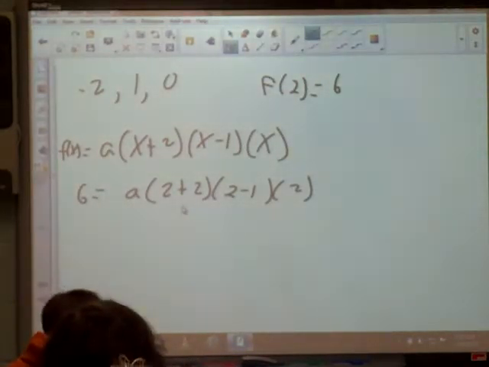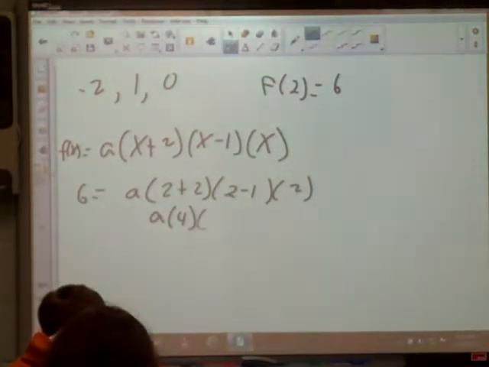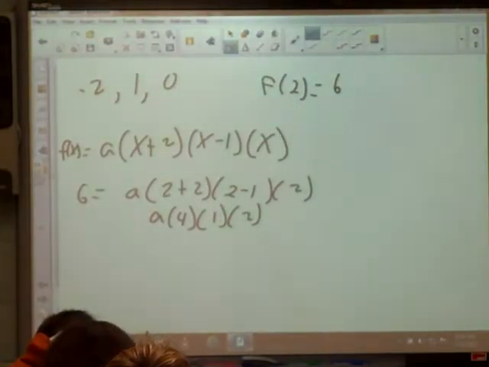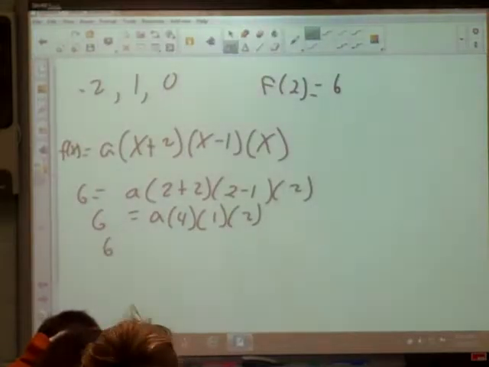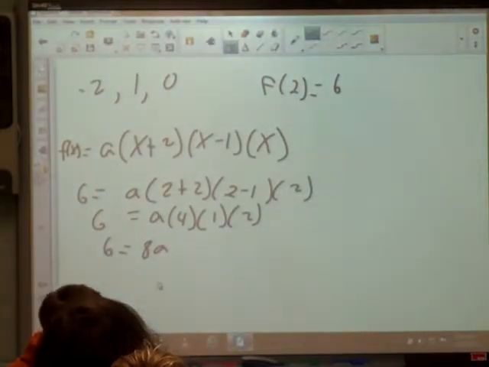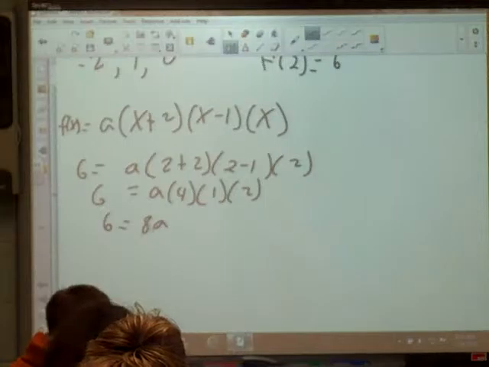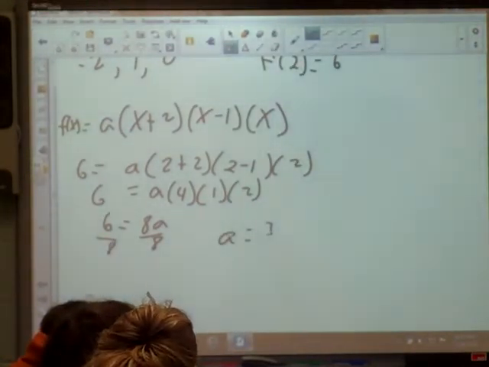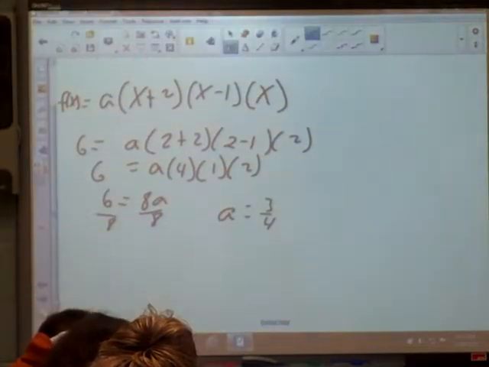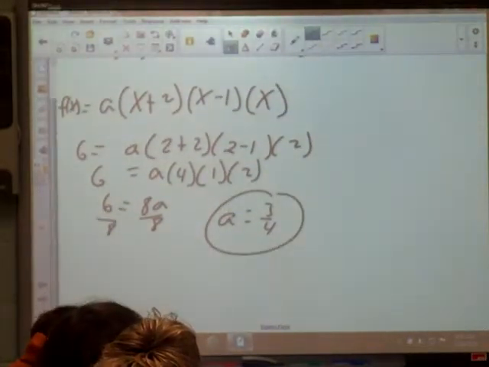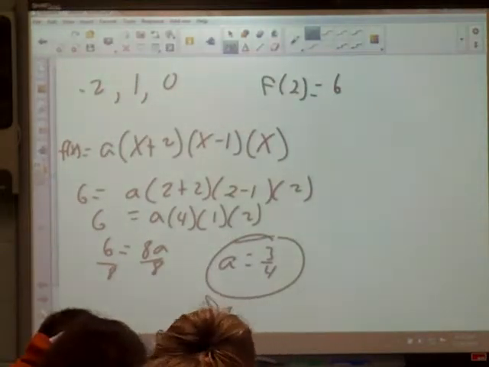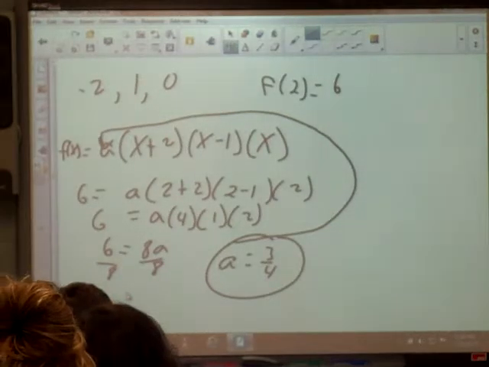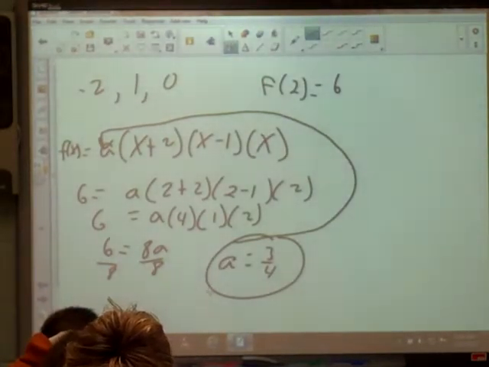2 plus 2 is 4. 2 minus 1 is 1. So that gets me 8A, right? Everybody with me? 6 equals 8A. What do I do to figure out A? Divide by 8. So I take 2 out. My A is 3/4. So all I have to do now is take this 3/4 and rewrite. Instead of an A, I put a 3/4 there. And that'll be my final answer.